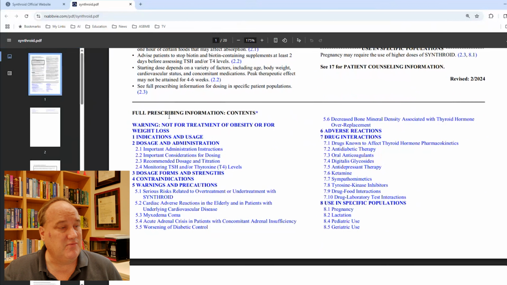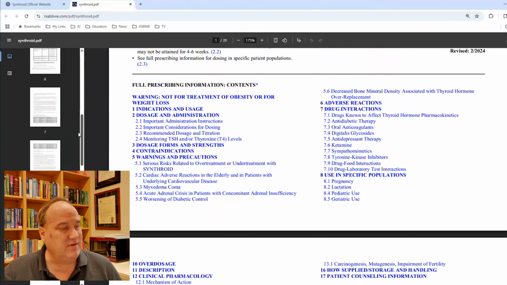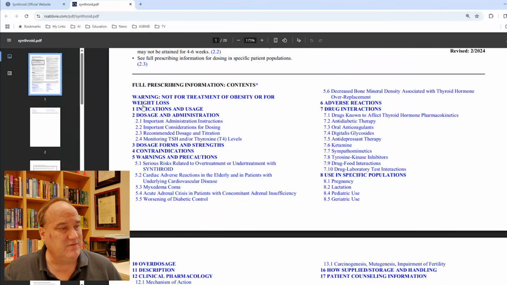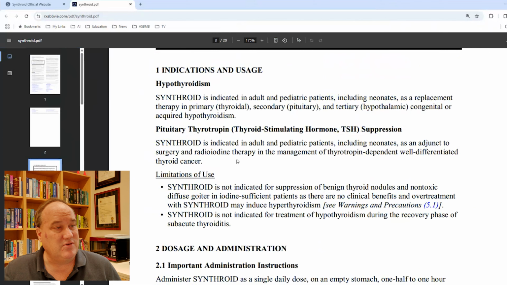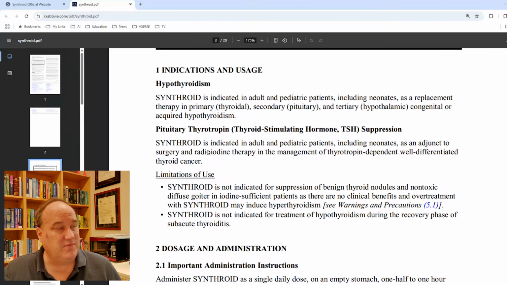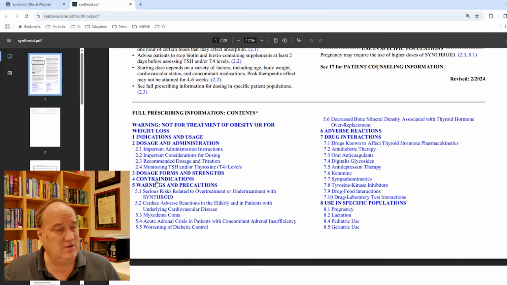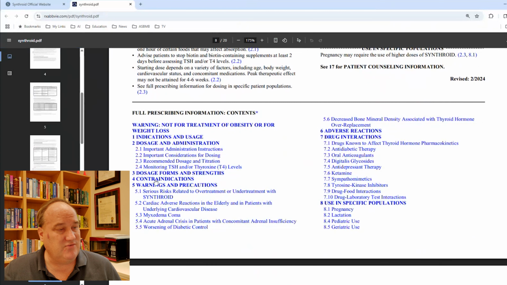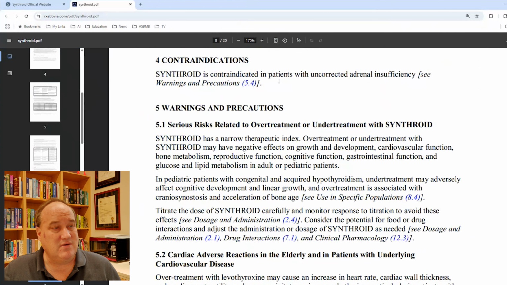And then the full prescribing information, this is where we have all these other pages. And generally in most of these PDF documents, there are hyperlinks to all of the individual parts. So if you want to know full information about indications and usage, just go to the hyperlink, and this tells you everything about the full indications right there. And then you could also jump to contraindications, and they'll tell you there. Now they say it's contraindicated with uncorrected adrenal insufficiency, and then C, warnings and precautions.